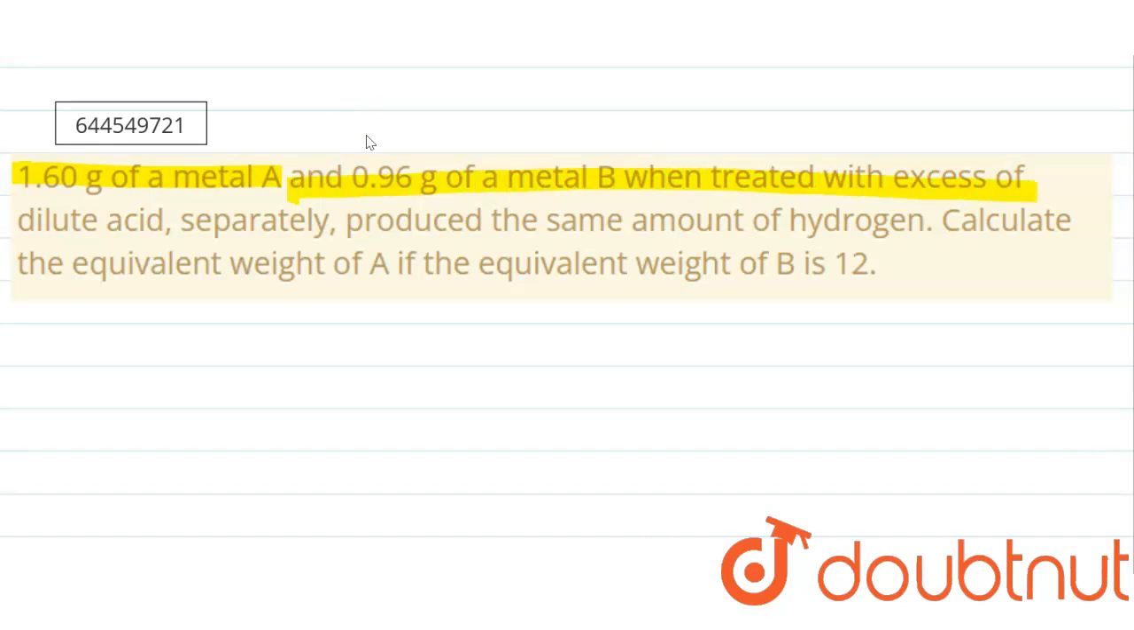Hello everyone, so today's question is: 1.60 gram of a metal A and 0.96 gram of metal B, when treated with excess of dilute acid separately, produce the same amount of hydrogen. Calculate the equivalent weight of A if the equivalent weight of B is 12.